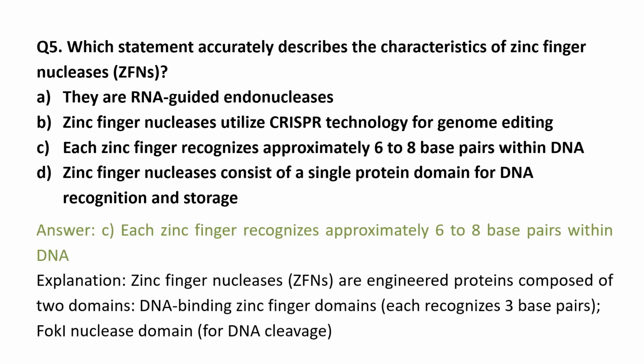So the answer is C. Each zinc finger recognizes approximately 6 to 8 base pairs within DNA. So zinc finger nucleases are engineered proteins composed of two domains: a DNA binding zinc finger domain, which recognizes 3 base pairs, and a FokI nuclease domain for DNA cleavage.